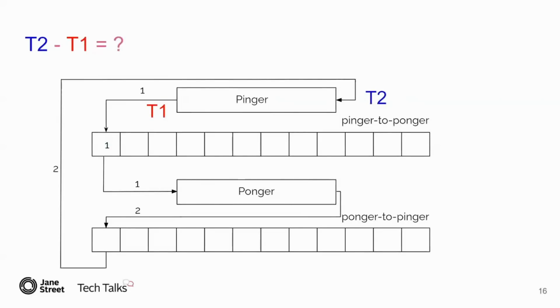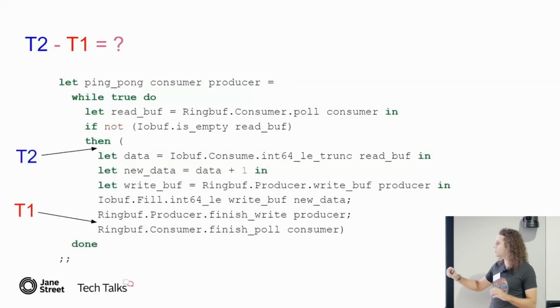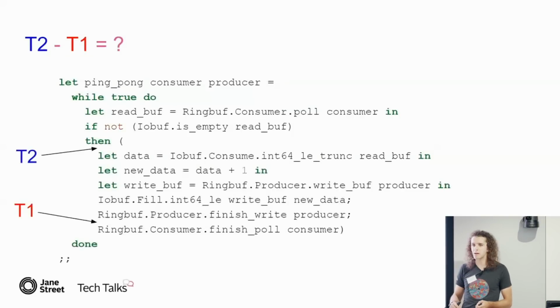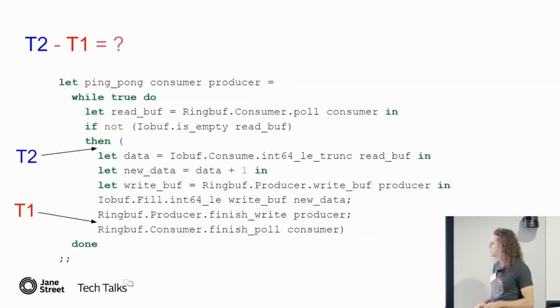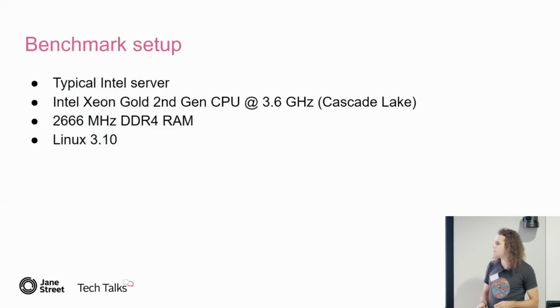The metric that we're going to be considering throughout this talk is if we took a timestamp, t1, at the time that the pinger wrote the first value into the pinger to ponger ring, and another timestamp, t2, when a round trip through the system has been completed, what is the value of t2 minus t1? Again, expressed as code, this is where we would add those two timing calls, and we can assume that these timing calls are free. How long do people think this should take?